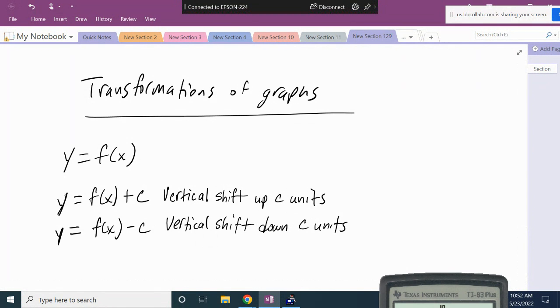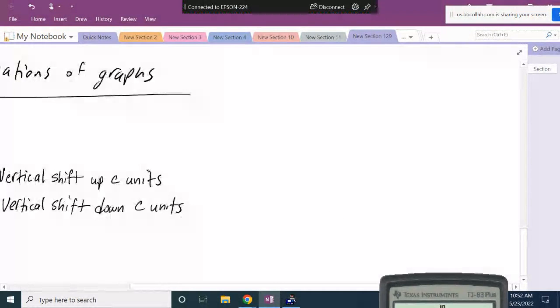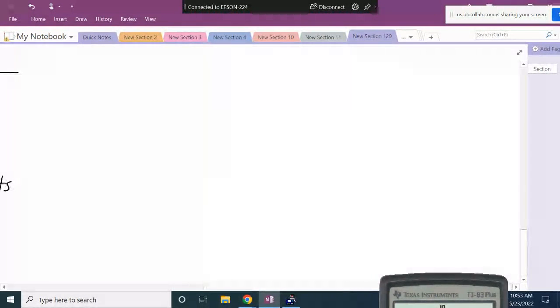Right, so in order to shift a function up, you would simply take that function and add some constant number, and that would shift the graph up. If you wanted to vertically shift the graph down, you would subtract some number from your function. All right, so let's take a look at an example.